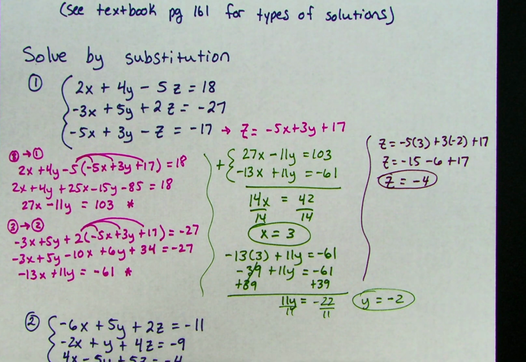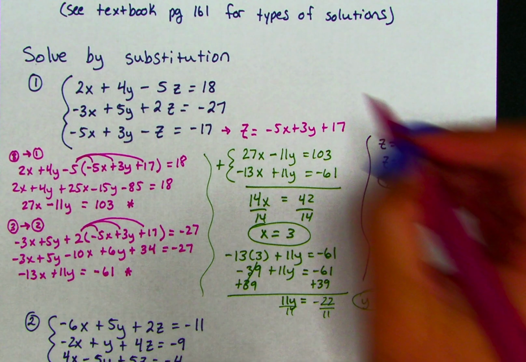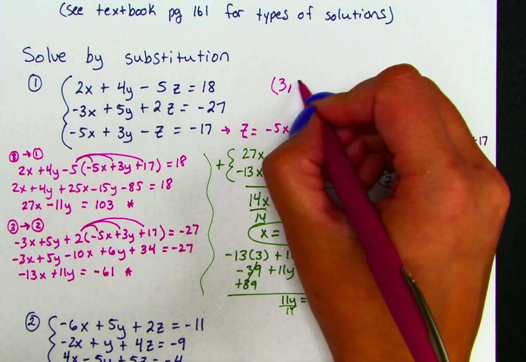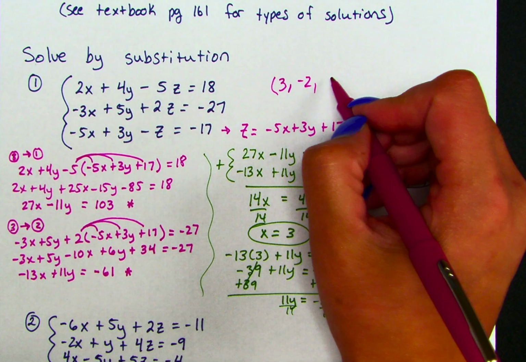Okay. And then we are always going to write our answer as an ordered triple. So it goes x, y, z. So our point of intersection is at 3, negative 2, negative 4.